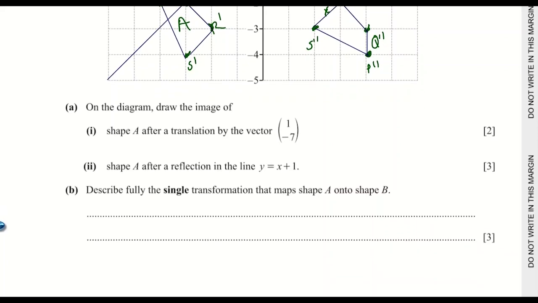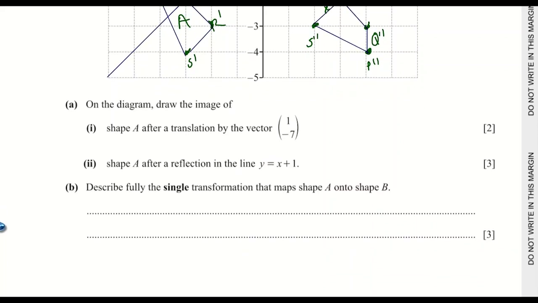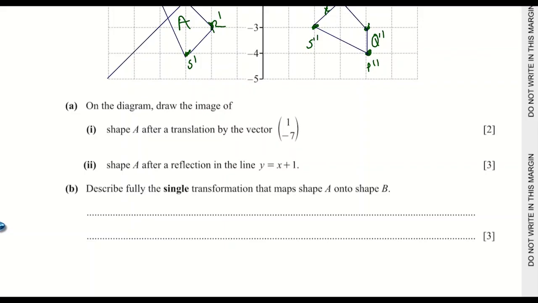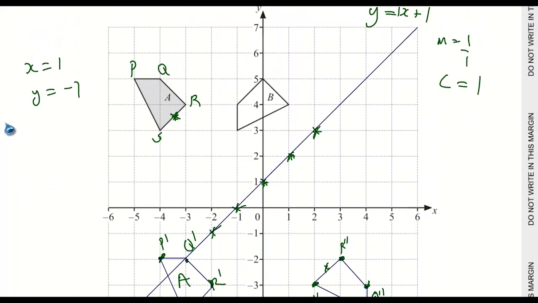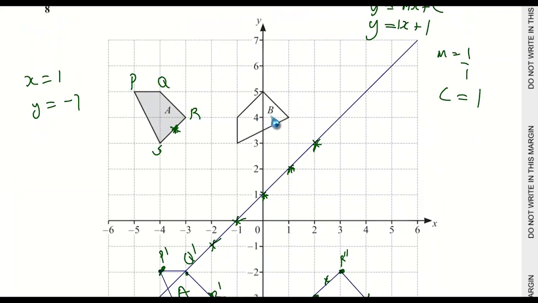You have part B. Describe fully the single transformation that maps shape A onto shape B. So A onto B. Okay, so let's try to get the corresponding points first. P is here. I think this should be P prime prime prime, and this should be Q prime prime prime. Then this side should be R prime prime prime by comparison, and this should be S prime prime prime.